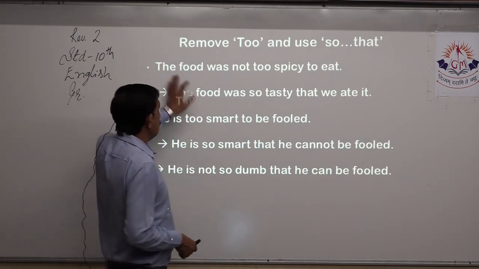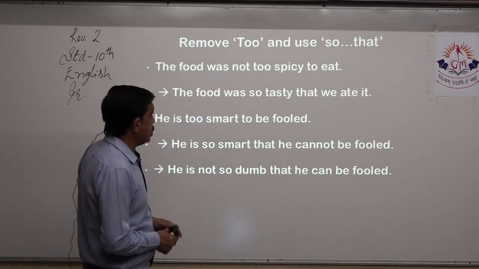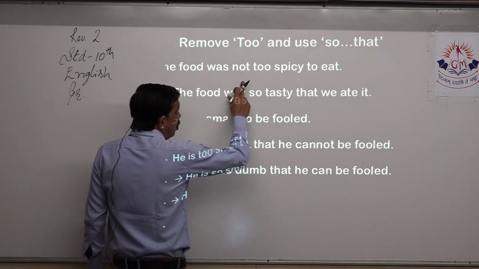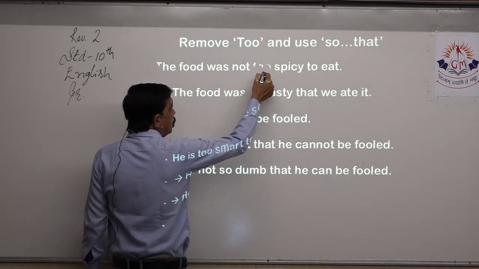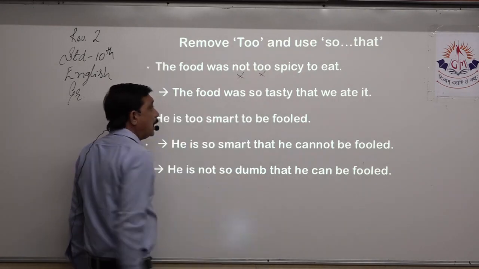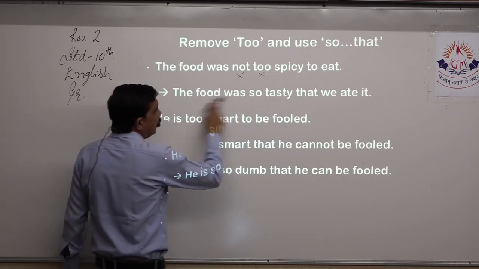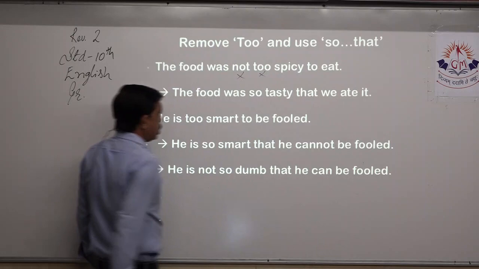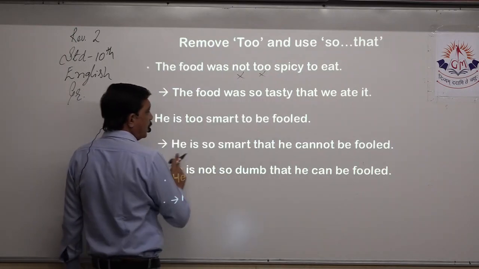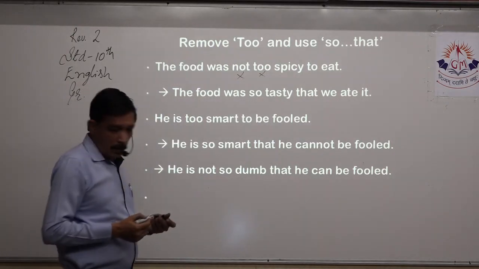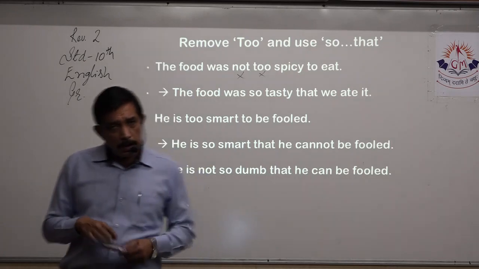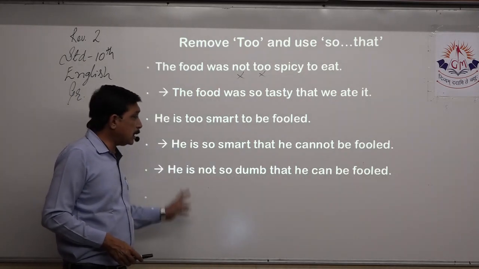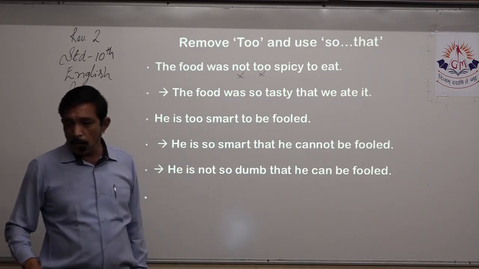Yes, the food was not too spicy to eat. That means when we remove "too", we have also to remove negation. So I remove "too", was so, spicy becomes tasty, that we ate it. He is too smart to be fooled. He is so smart that he cannot be fooled. Or the same sentence you can write by making the antonym of smart, that is, he is not so dumb that he cannot be fooled.